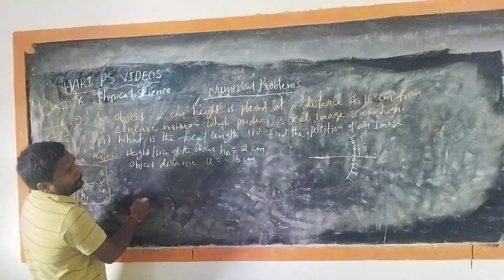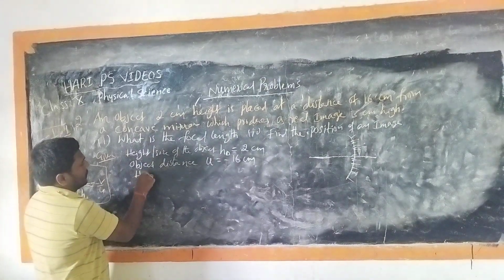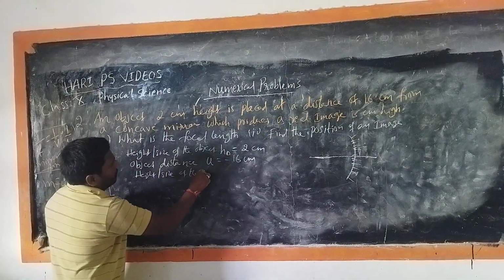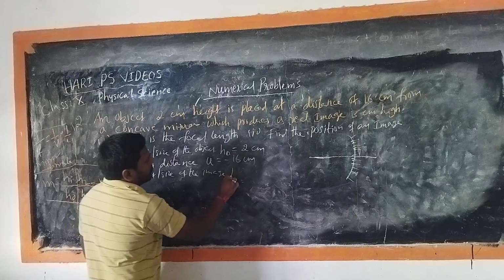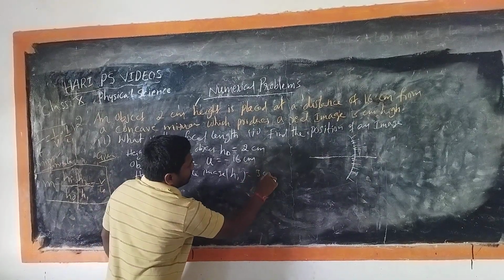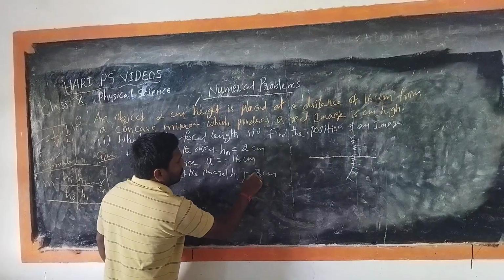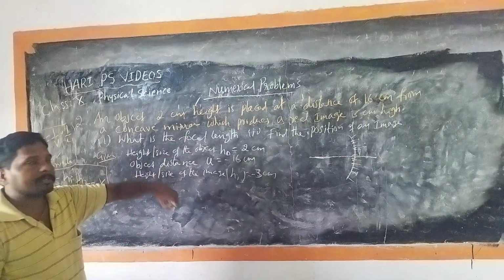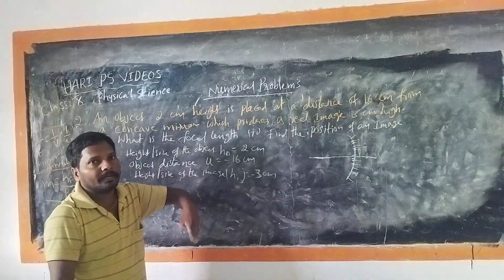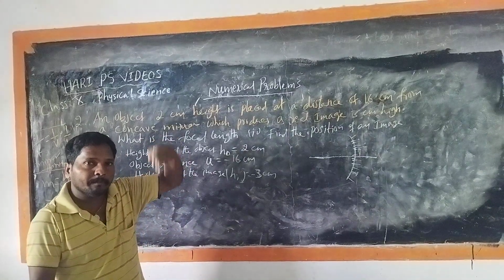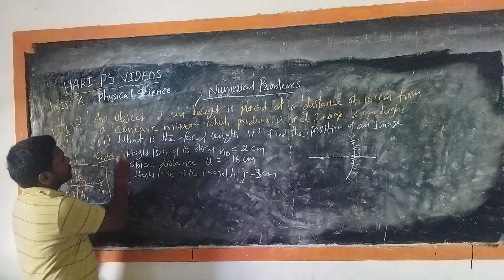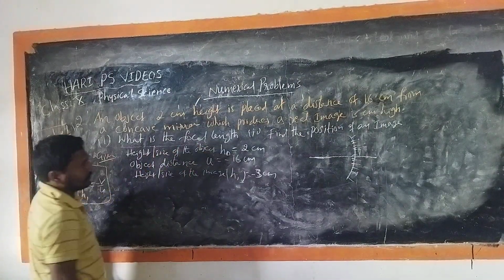Then what is the height or size of the image, hi or h2? 3 centimeters. It should be minus because it forms downward. A real image forms downward, real and inverted, when it forms below the principal axis. Then what you have to find? What is the focal length?